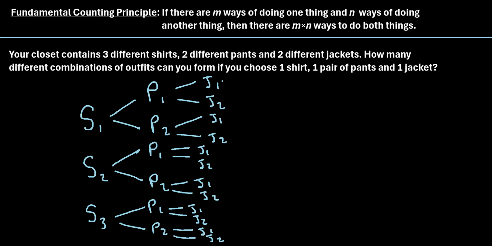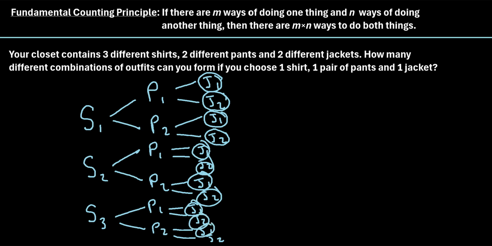So if we want, we can literally just count out all the possible combinations. So one possible combination is shirt 1, pants 1, jacket 1. That's one possible combination. I'll just circle the jacket. Or we could choose shirt 1, pant 1, jacket 2. Or we could choose shirt 1, pant 2, jacket 1. Shirt 1, pant 2, jacket 2, and we can just go through and circle all of the possible combinations that we could choose. And we'll find that the total number of combinations is 12. So that's our answer. There are 12 different combinations of outfits that we could choose.